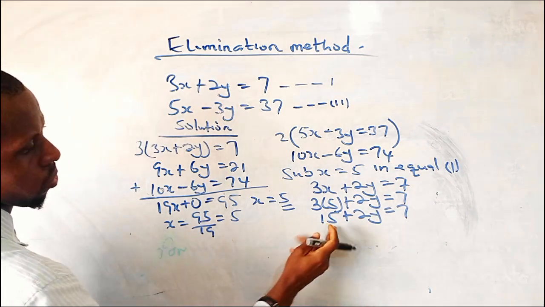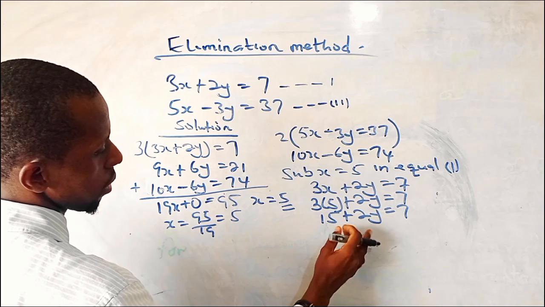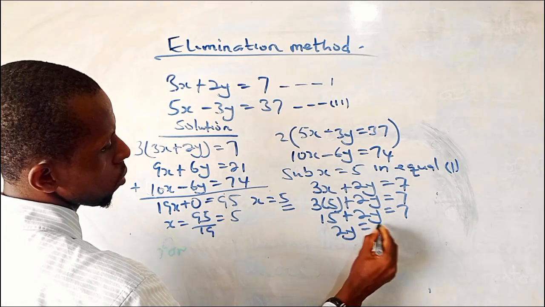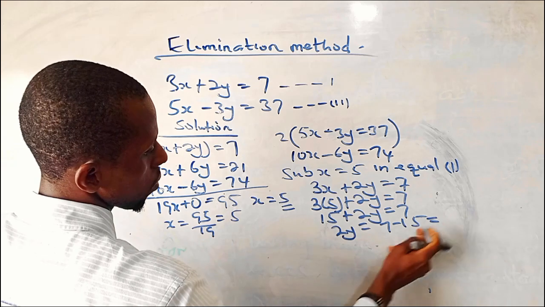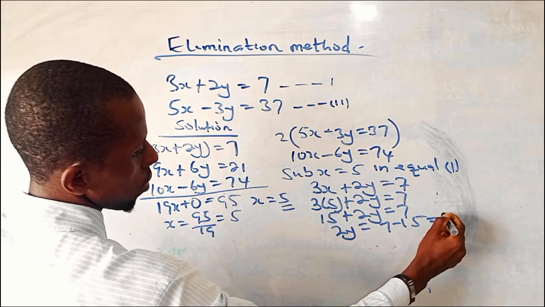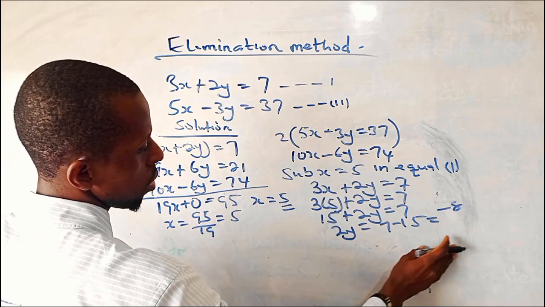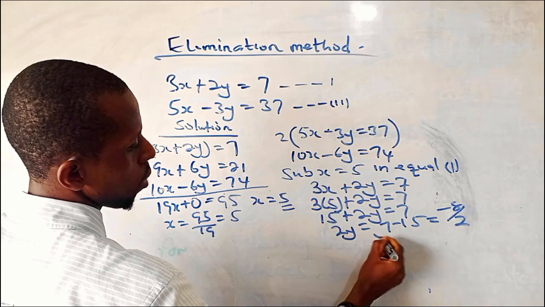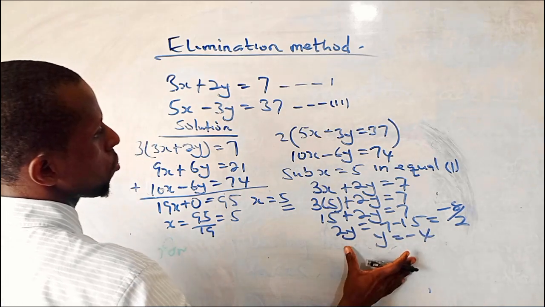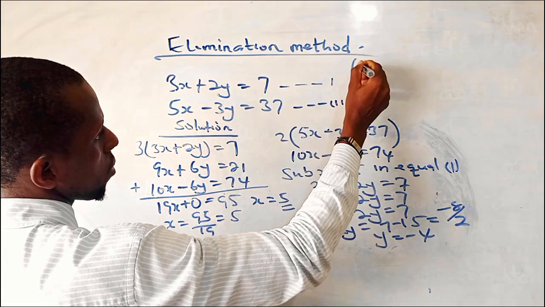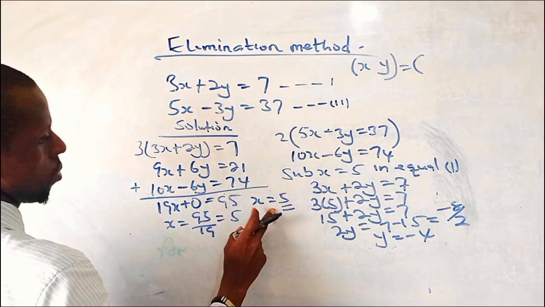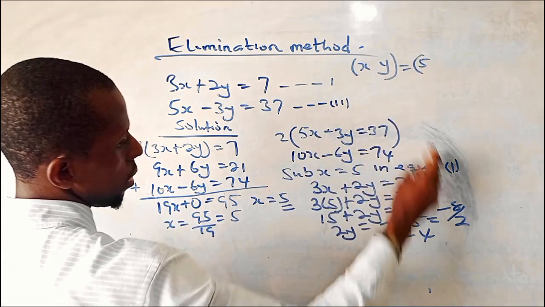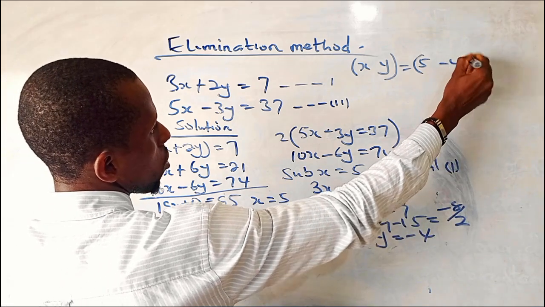Okay, so from here we can collect the like terms. We have 2y equals 7 minus 15. Okay, which is 7 minus 15, that is minus 8. When we divide it by 2, we have y to be minus 4. So if x is 5, y is minus 4.